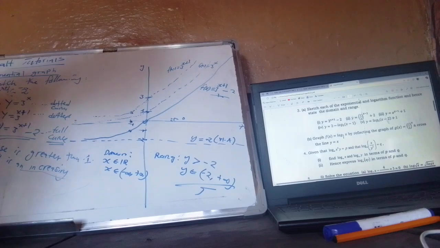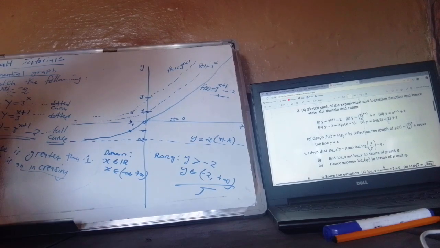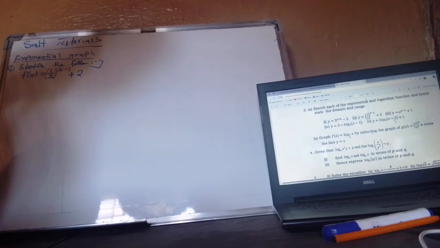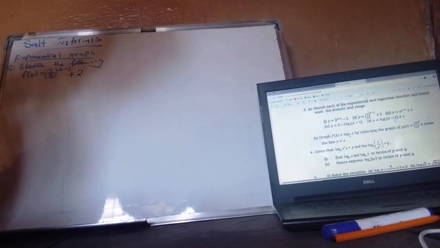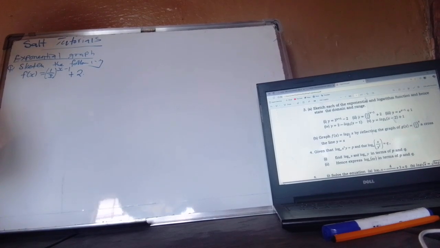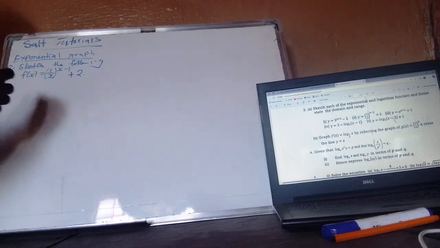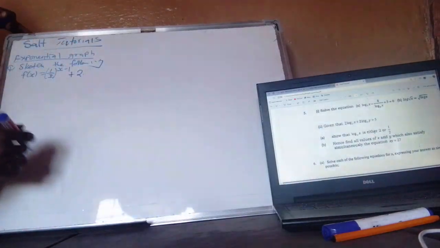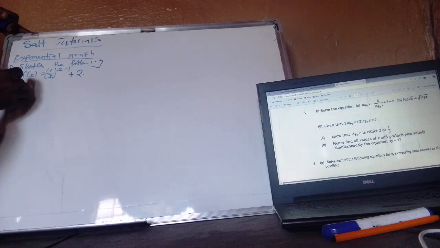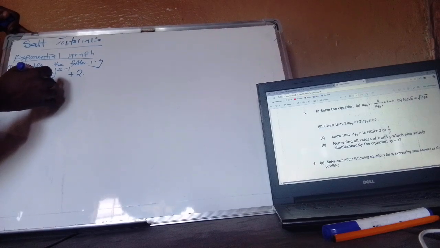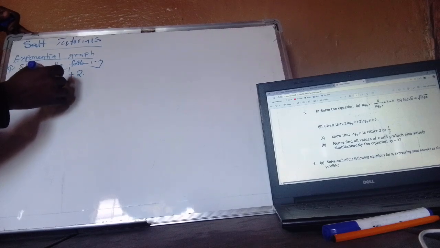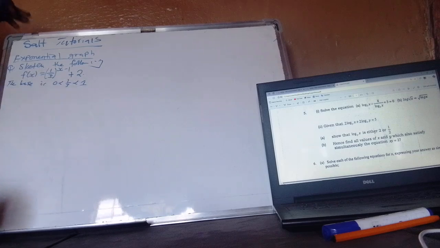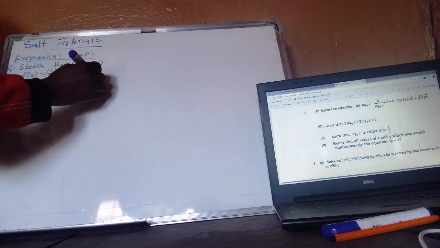Let's look at the second part, B. Now let's look at the other part. So we have been told to sketch f(x) equals (1/3)^(x-1) plus 2. So number one, we'll look at the base. The base 1 over 3 is in between 0 and what? And 1. So what do I expect the function to be? A decreasing curve.